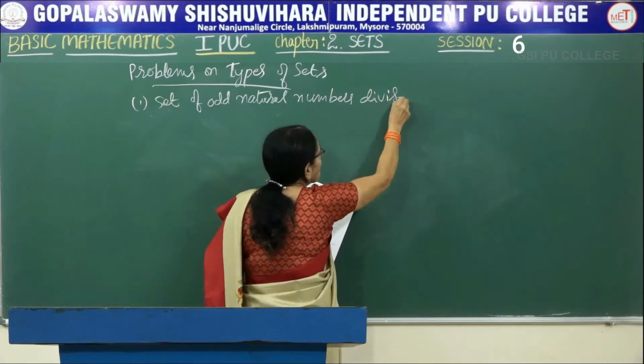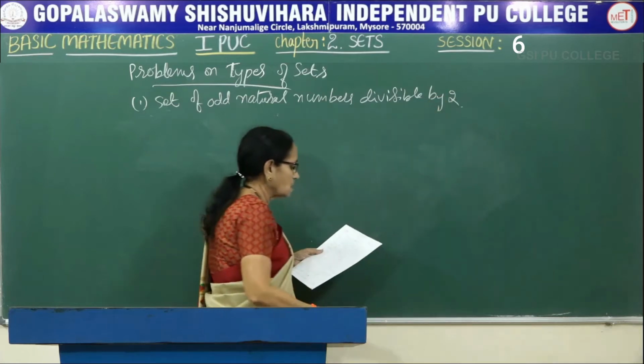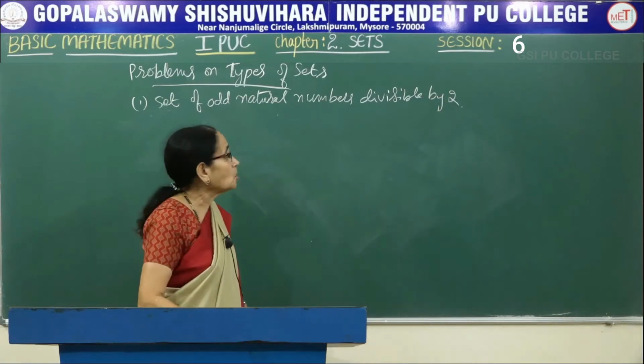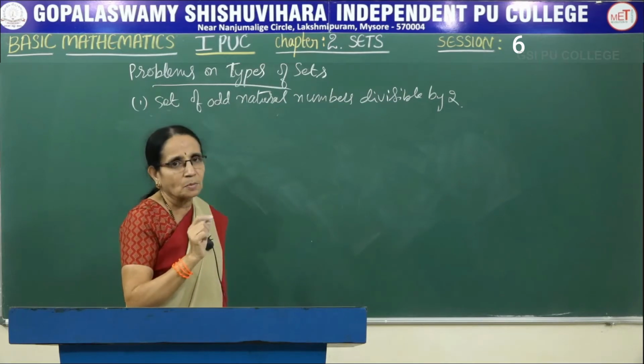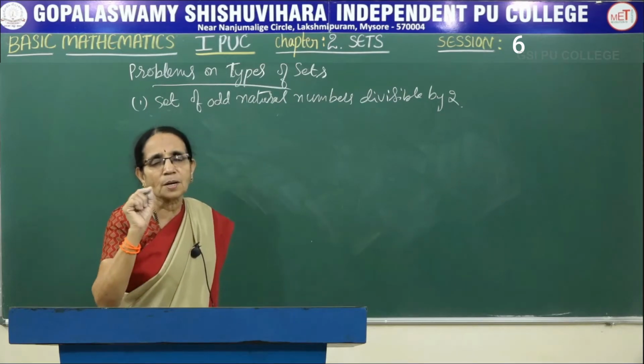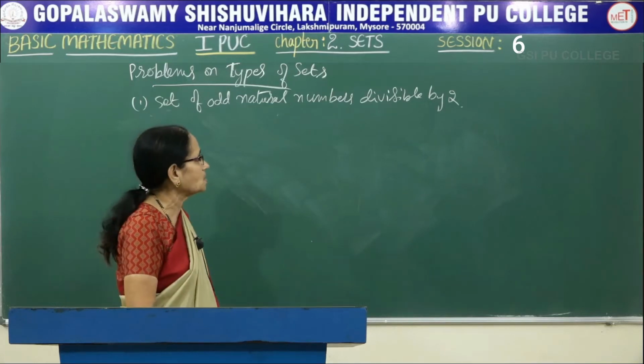divisible by 2. Divisible by 2. Look here, I am considering the set of odd natural numbers. Odd number means 1, 3, 5, 7, etc. Natural number means I have to take only the positive numbers.